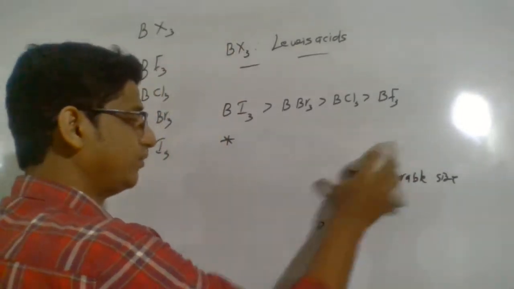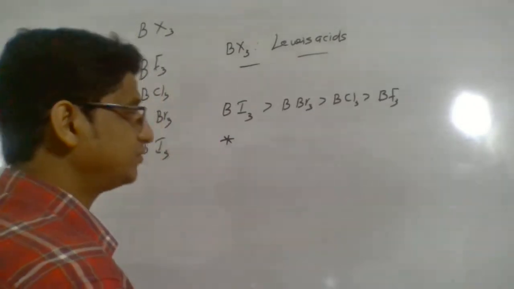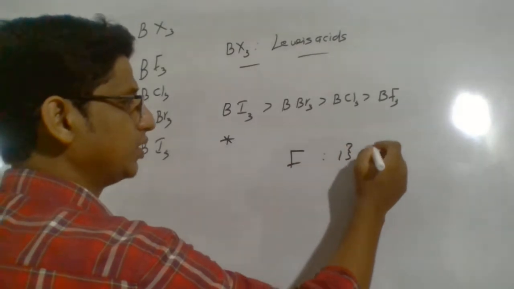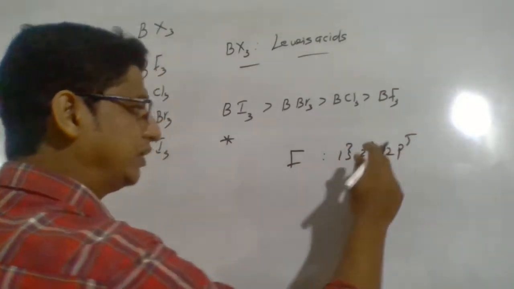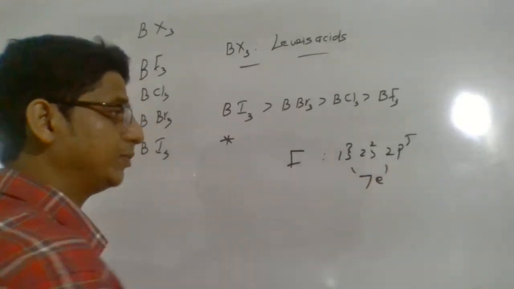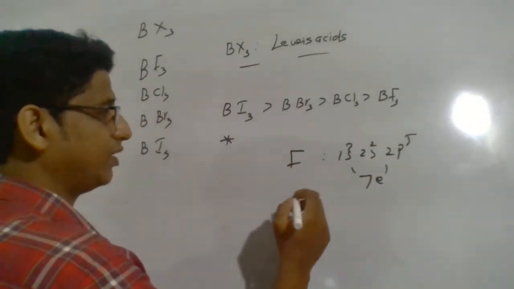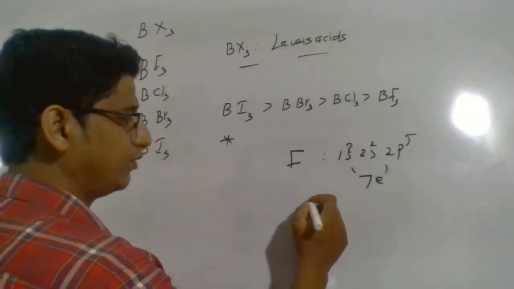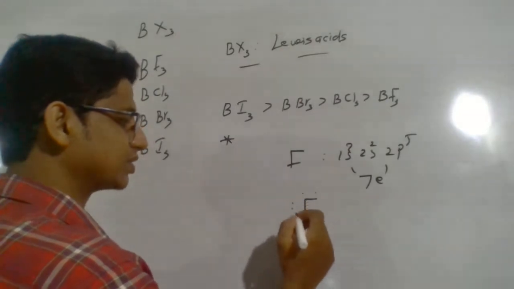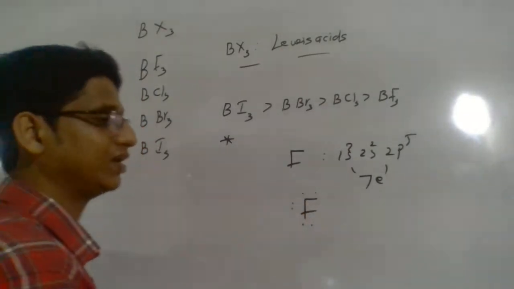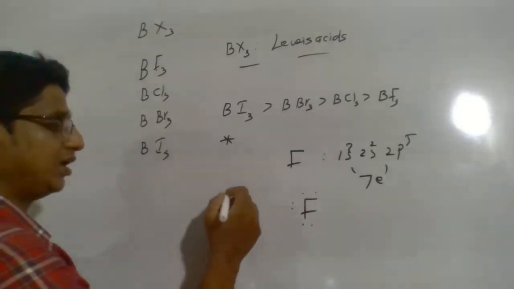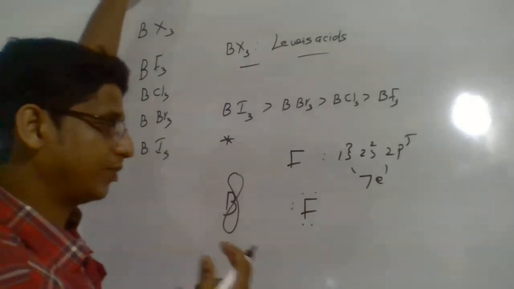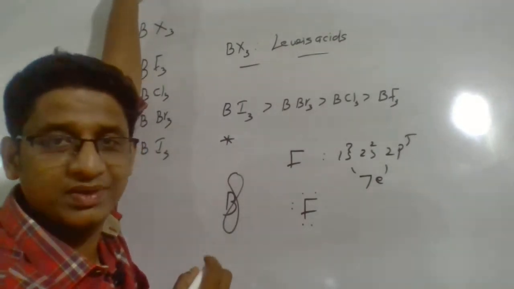Now let us think why electron deficiency is reduced. Fluorine has atomic number 9, with configuration 1s2, 2s2, 2p5, so 7 electrons are available for bonding. But in bonding, one fluorine atom involves only one electron. The remaining 6 electrons stay on fluorine, while in boron, when it forms boron halides, you will see one empty orbital is present.